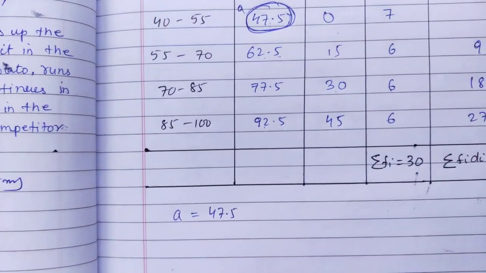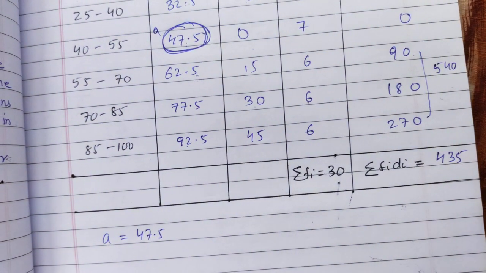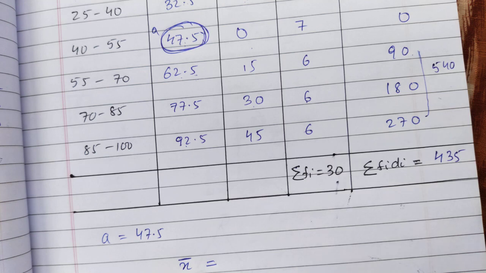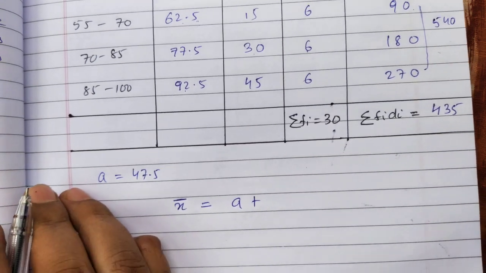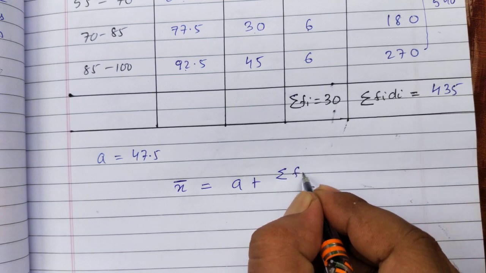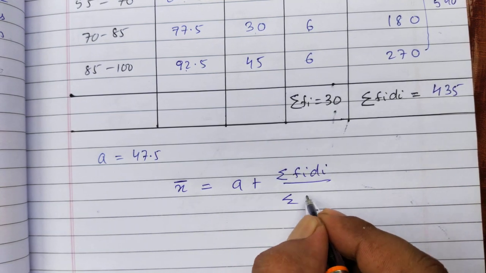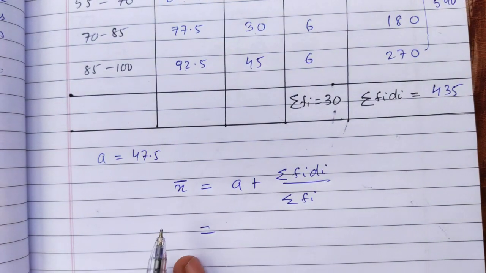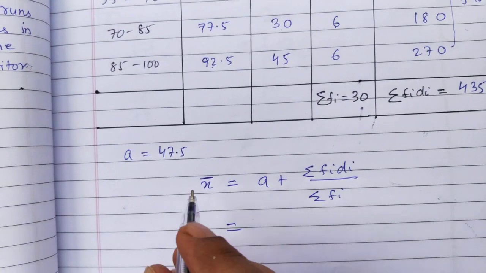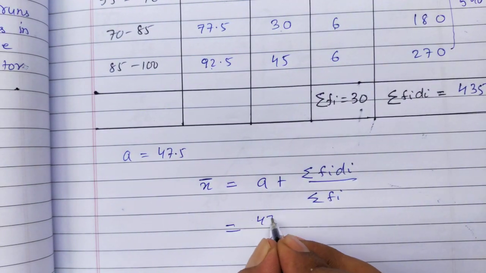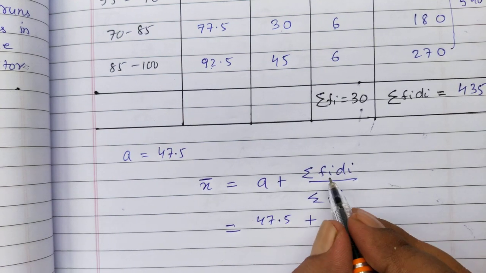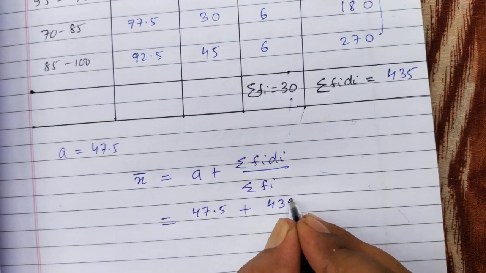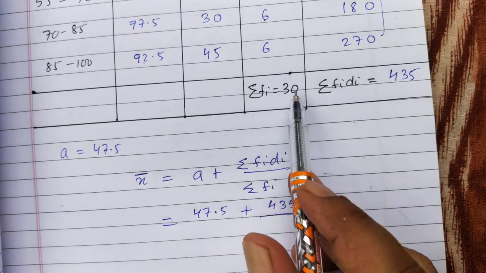Now what's the formula for finding the mean using the assumed mean method? The formula is A plus summation fi di by summation fi. This is the formula, okay? So what is your A? A is the assumed mean, the one which you have circled. A is this one. So you can write 47.5 plus, what is fi di? We got 435. So 435 by what is fi? Fi is 30.